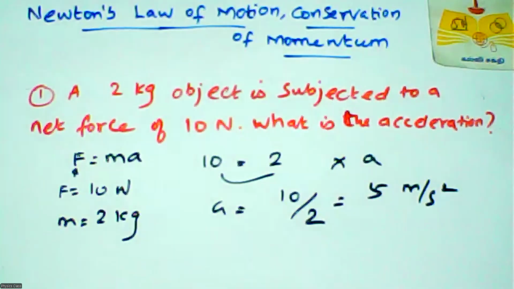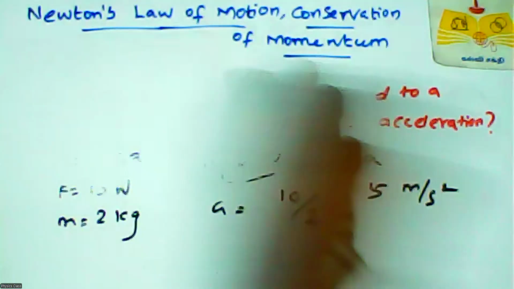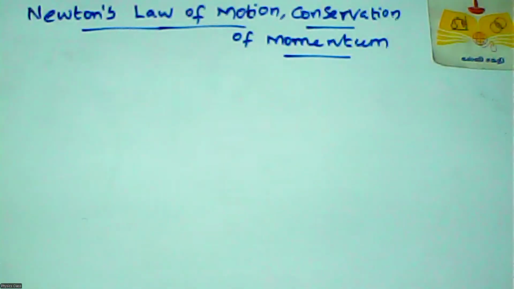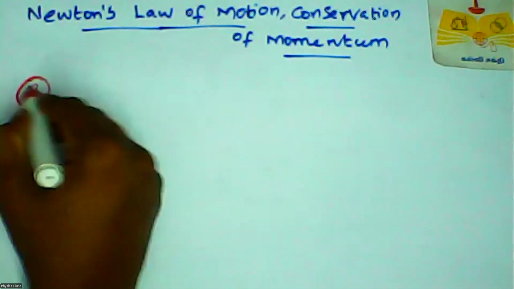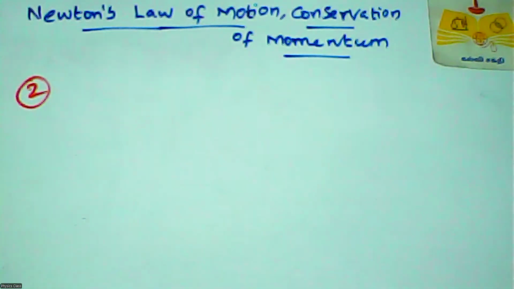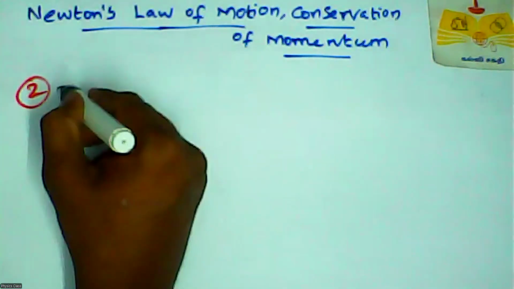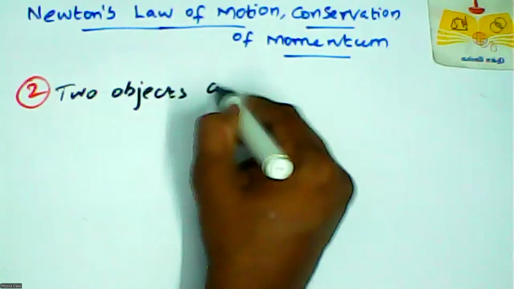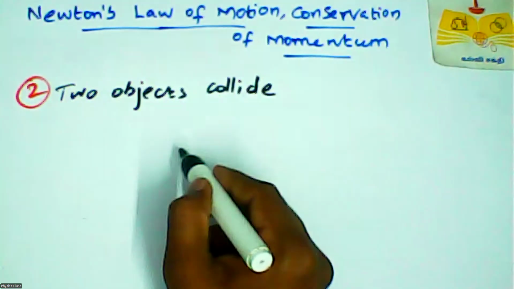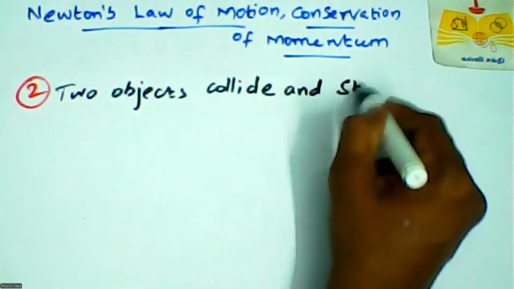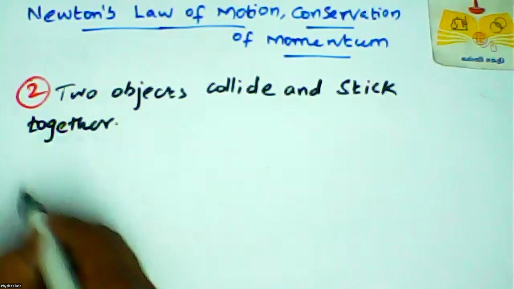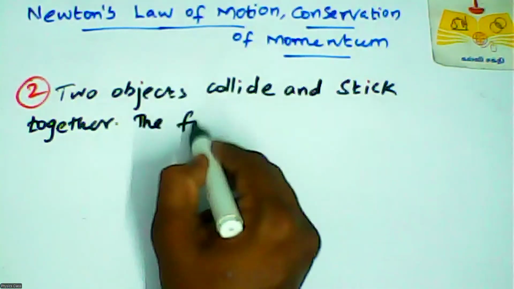Okay. So we will move into another problem. Problem number 2. This problem belongs to the concept of conservation of momentum. Two objects collide and stick together. Already you saw that case.